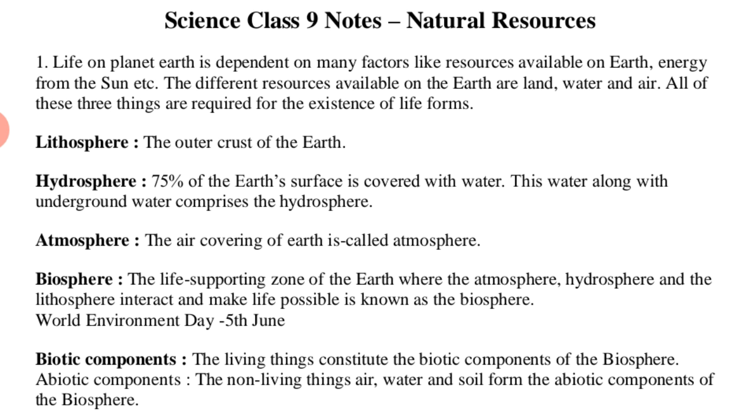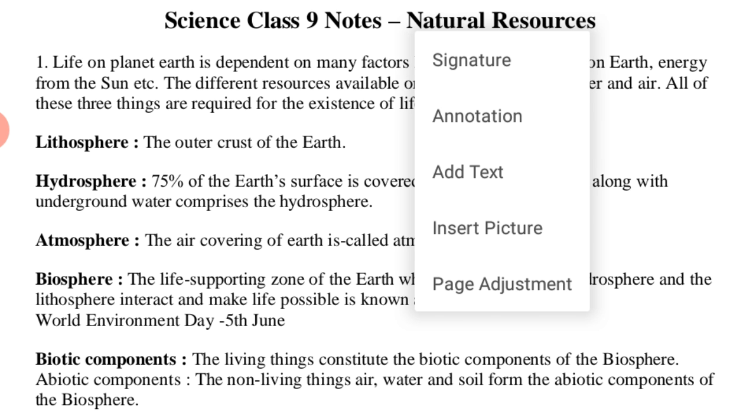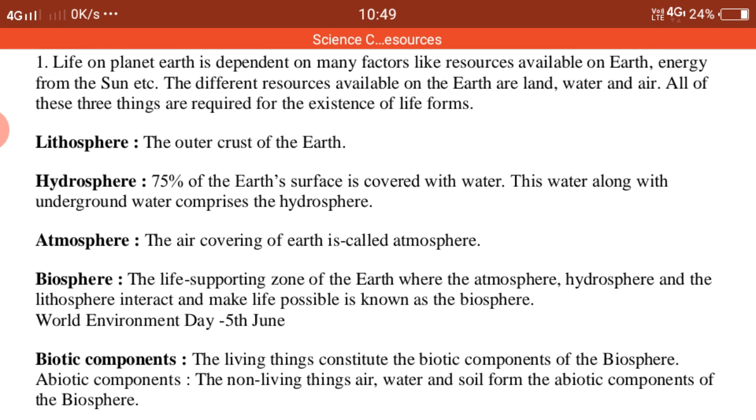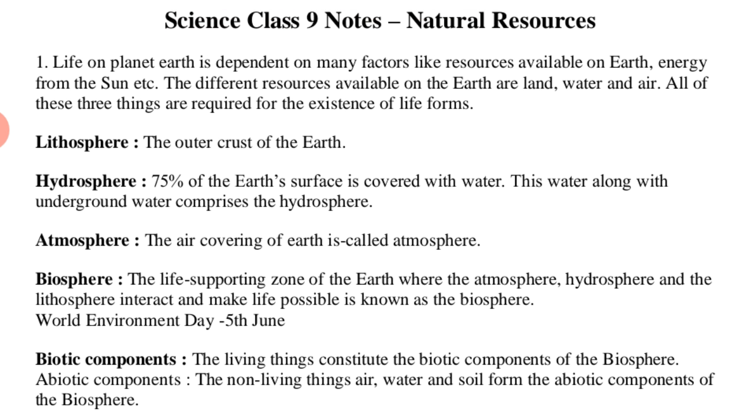We are here to continue chapter number 6, natural resources. And you all know that everything that surrounds us is collectively termed as the environment. The environment acts as a life support system for us, since it is from the environment that we get food to eat, water to drink, air to breathe, and all other requirements of our day-to-day life.